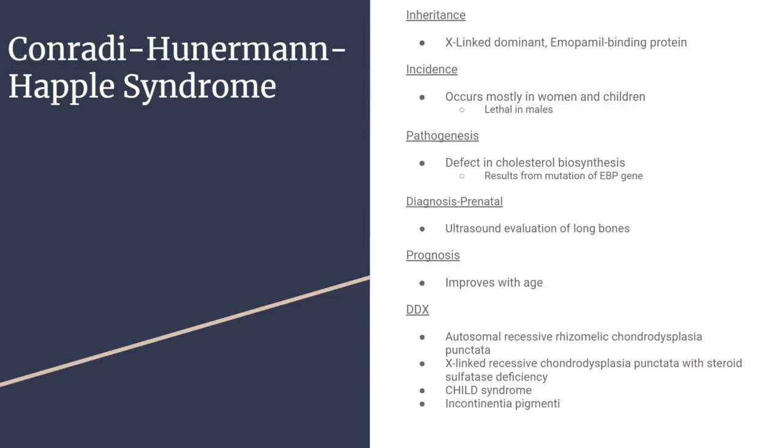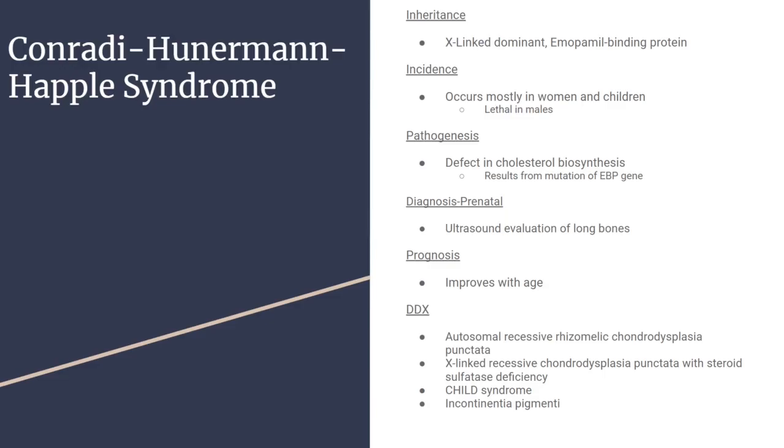It is an X-linked dominant mutation in the EBP gene. It occurs mostly in women and children because it happens to kill males in utero. There are deficits in the cholesterol biosynthesis pathway, obviously resulting from the EBP gene mutation. Diagnosis, you can do an ultrasound to evaluate the long bones. Ultimately, this improves with age.